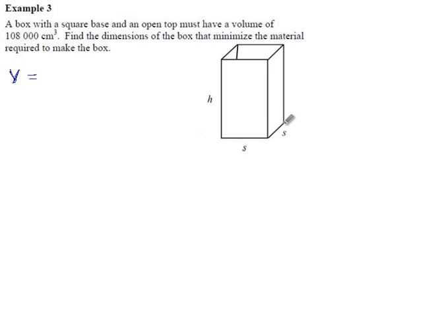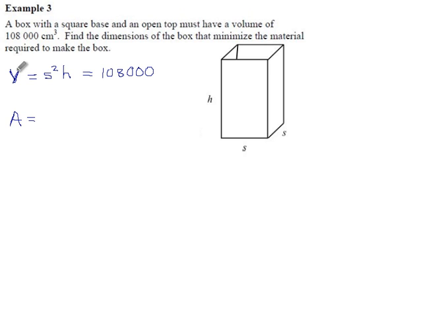This box is S by S by H. So its volume is S squared H. And they tell us that comes out to 108,000. It has to. That's the box we've been taken on to design. And we must make a box that has the minimum possible area.